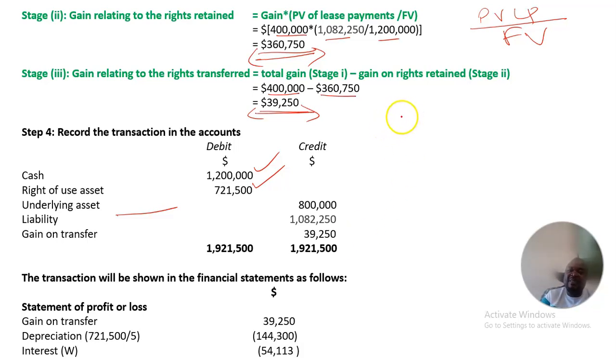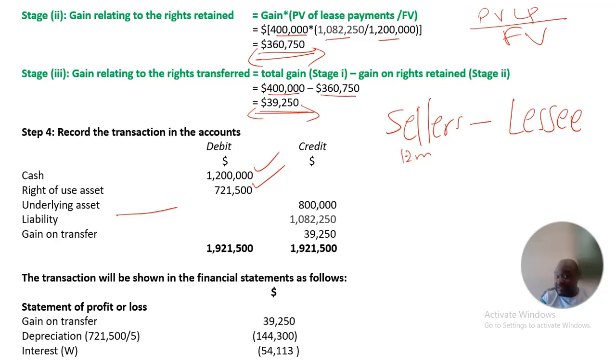We are saying we are sellers, but at the same time we have become lessee. Because we sold the asset, we want to receive our 1.2 million. 1.2 million has to be received. This is why we are debiting the cash. But at the same time, we are also going to recognize an asset now. We are now tenants, so we are going to recognize the right of use asset.